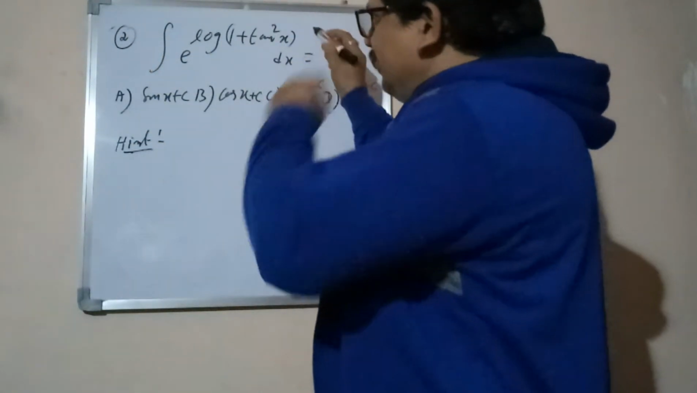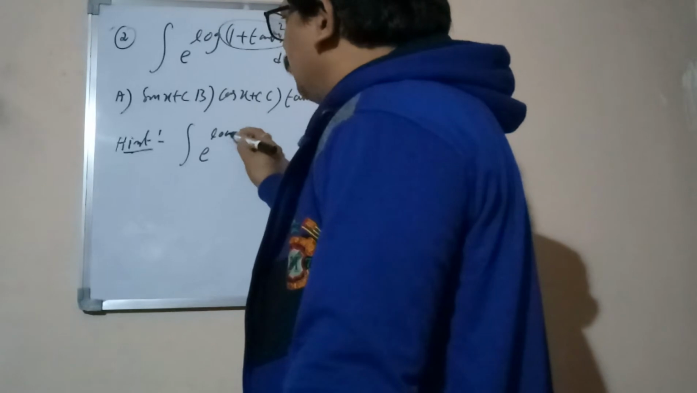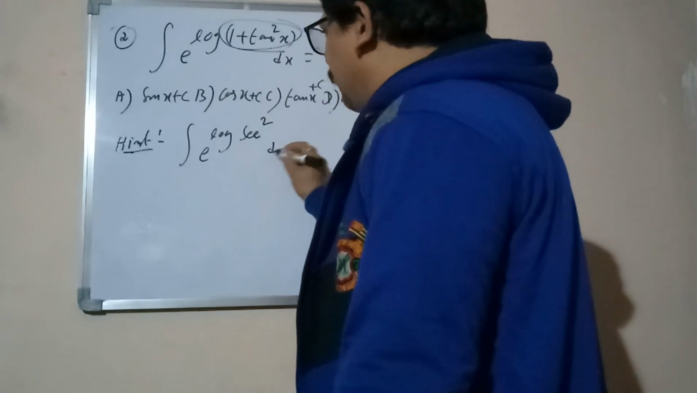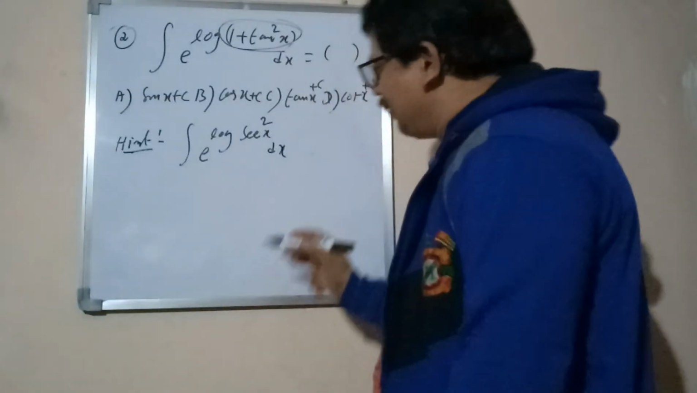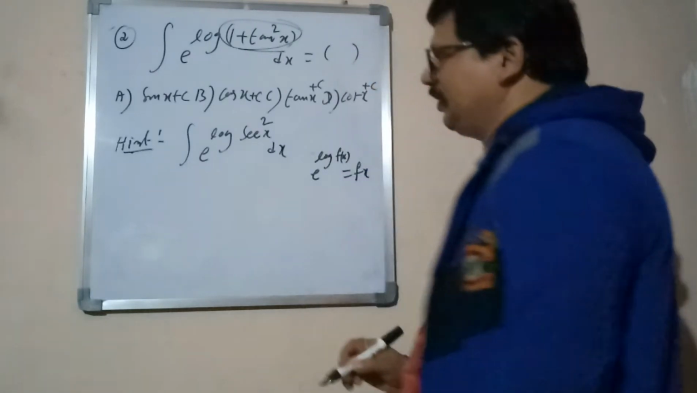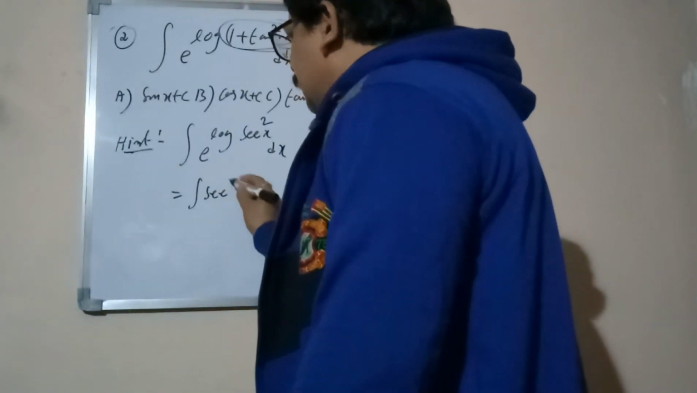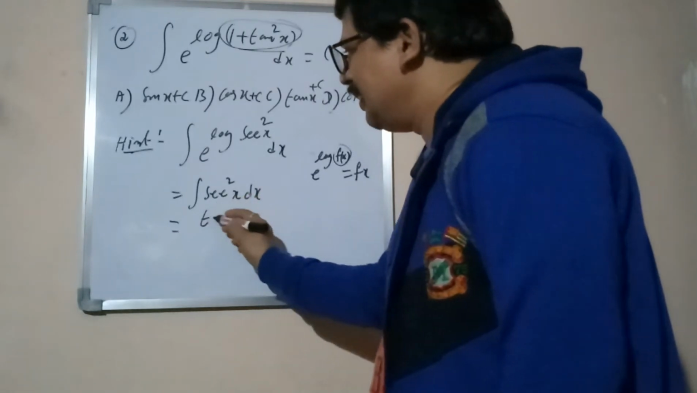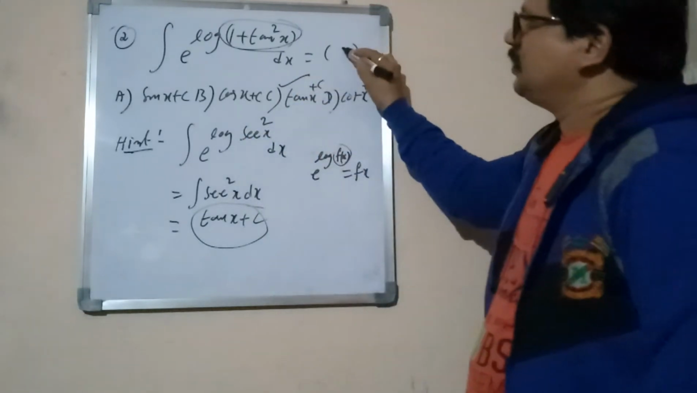First, you know this: 1 plus tan square x equals secant square x, this is a trigonometry formula. This is important, secant square x, you convert only. After that, one formula: e power log f of x equals f of x only. You know, f of x here is secant square x, which means integral secant square x dx. You know integral secant square x dx means tan x only, tan x plus c. This is the actual answer. Which one? The third one, option c.